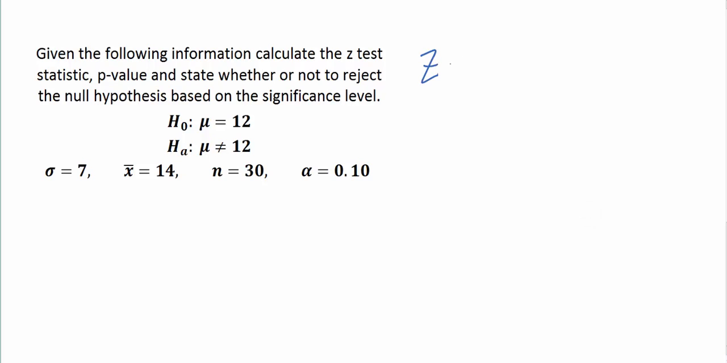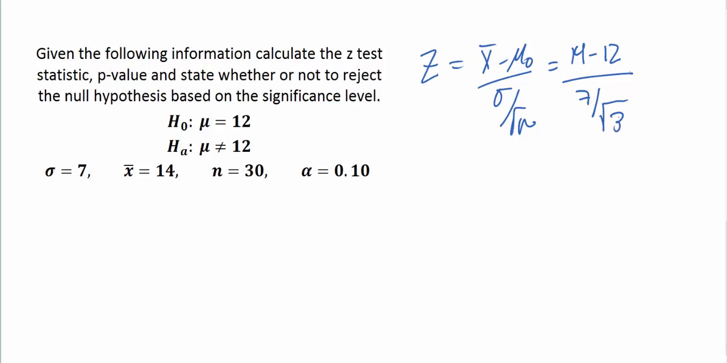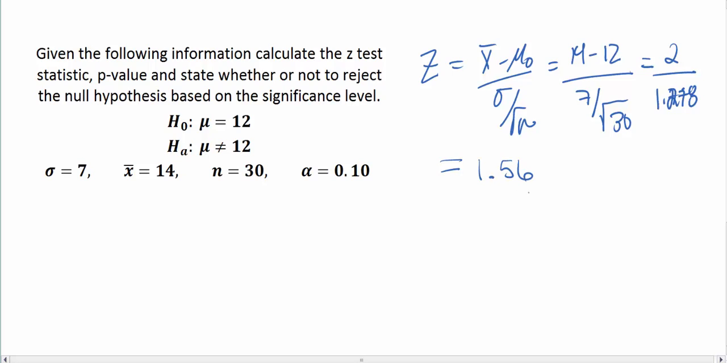So this is equal to z = (x bar minus mu naught) all over (sigma over the square root of n). This is then equal to 14 minus 12, our claim, divided by the population standard deviation of 7 over the square root of our sample size 30. This will be equal to a numerator value of 2 and a denominator value of 1.278. This is then, of course, all equal to 1.56, and I've just rounded it to the hundredths place so that I can look this up on my table.